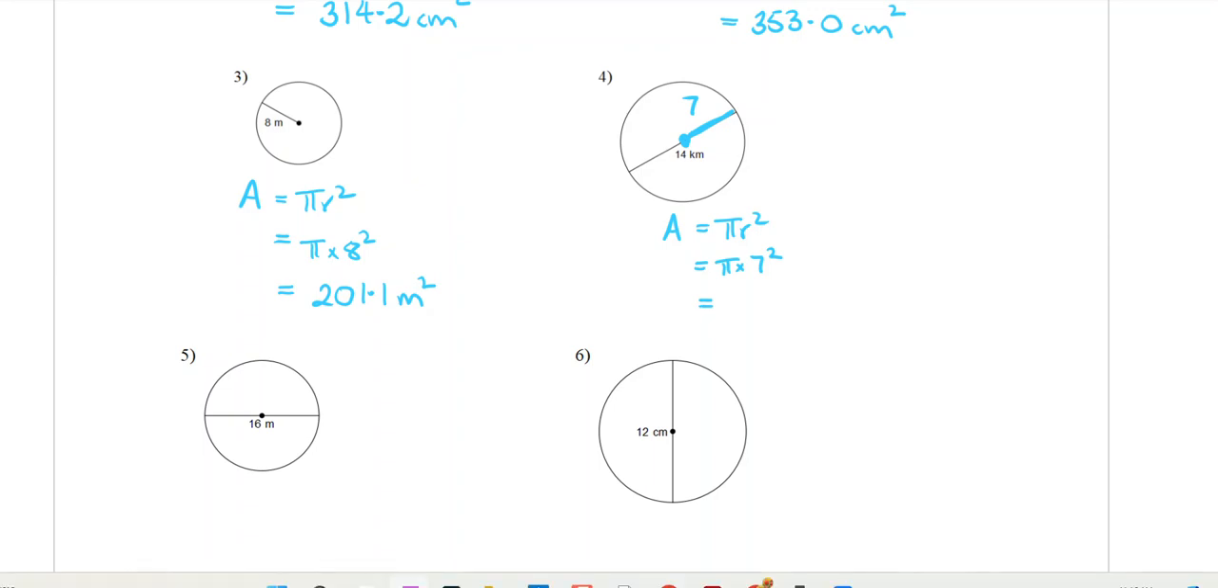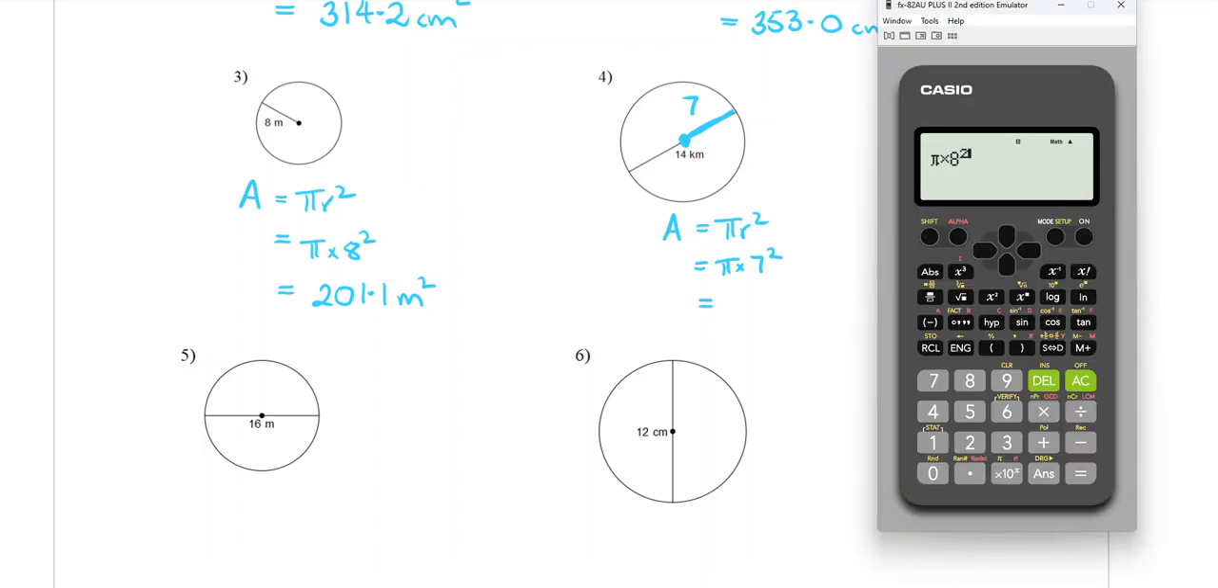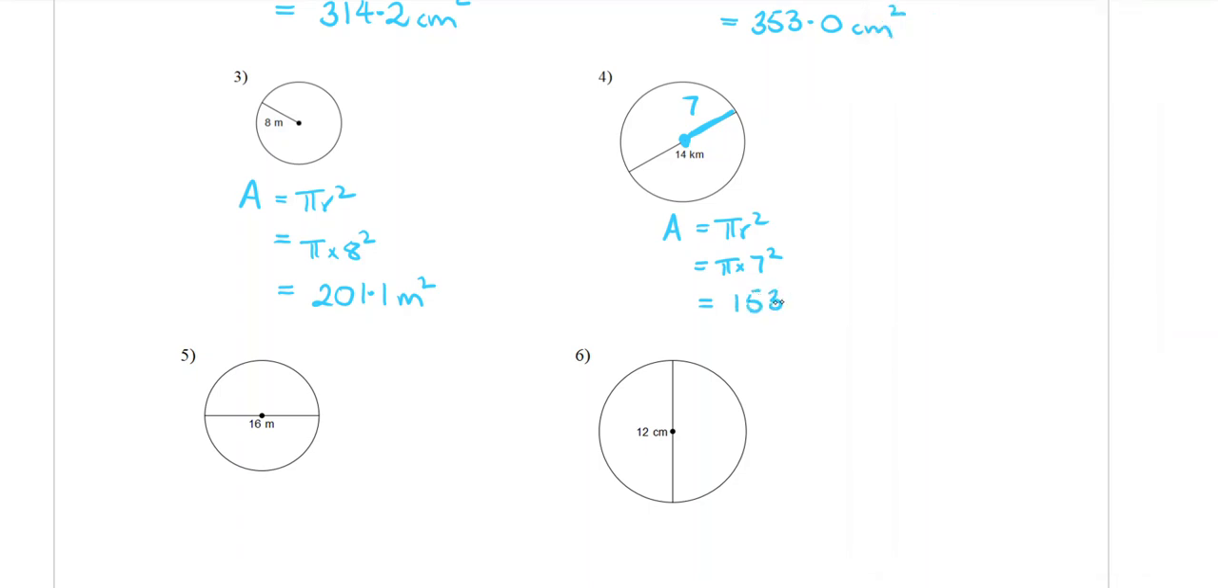Put that in your calculator. We should be 153.9 kilometres squared.